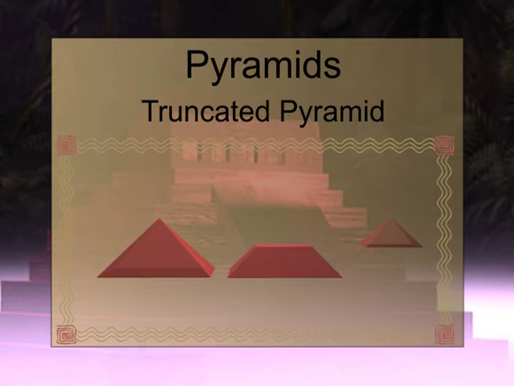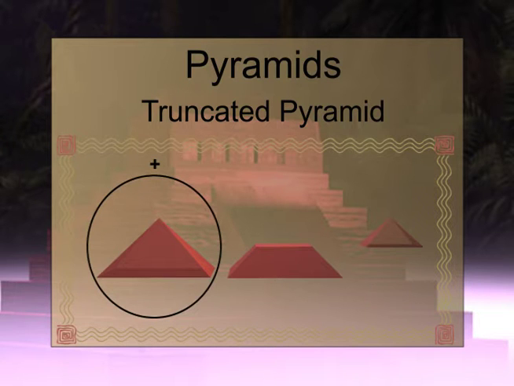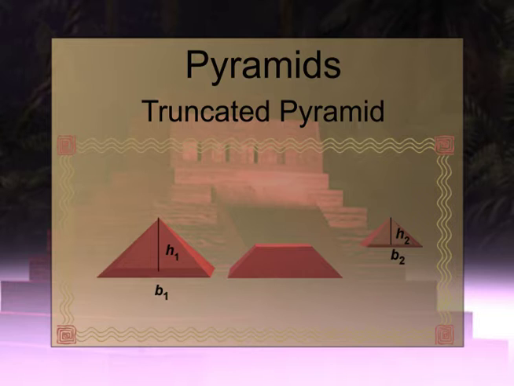The volume of this pyramid is equal to the volume of the entire pyramid minus the volume of the pyramid-shaped piece at the top. For now, let's assume this is a square pyramid of base B. The height of the full pyramid is h1, and the height of the small pyramid is h2. The volume of the truncated pyramid is this.